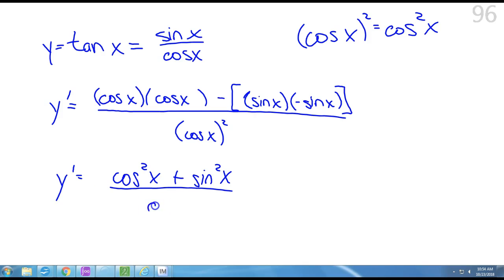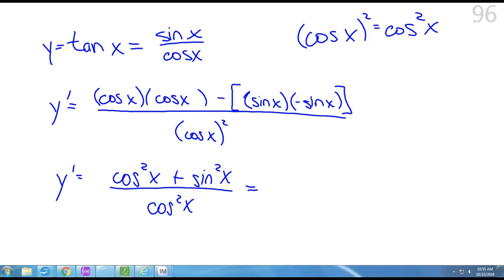All over cosine squared of x. True or false, I can cancel out those cosines? False. You have to have one in every term if you're going to do that. We don't. But there is one trig identity that you are required to know. What's cosine squared plus sine squared always equal? 1. That's the Pythagorean theorem, really, if you break it down technically.